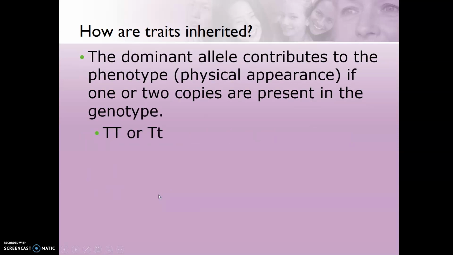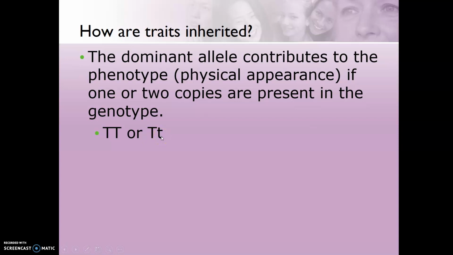The dominant allele contributes to the phenotype, meaning the physical appearance, if one or two copies are present in the genotype. So let's say this is eye color again. If this is brown eyes, which we'll say is capital T, you will have brown eyes, and you will only have a capital T to pass on to your offspring. Or you could have brown eyes because you have a capital T, but you also have a lowercase t. So you could pass on to your offspring a capital T or a lowercase t.